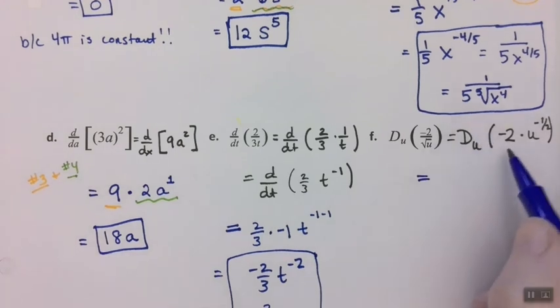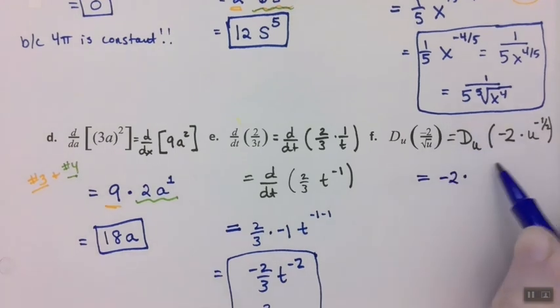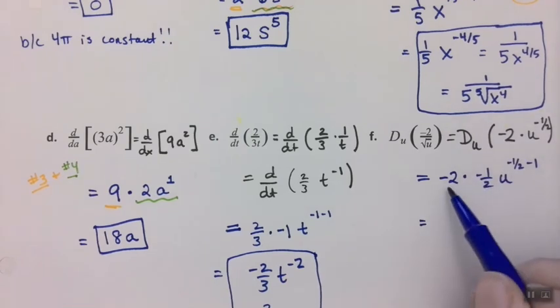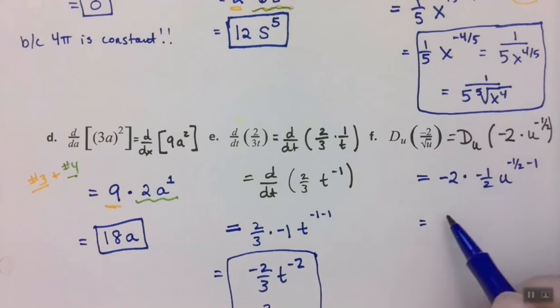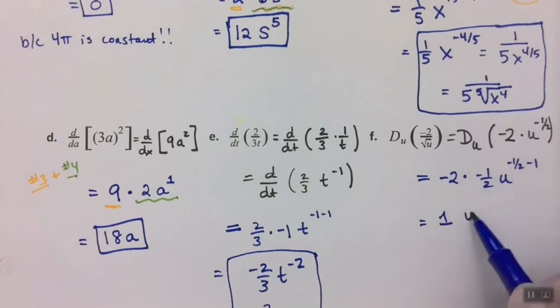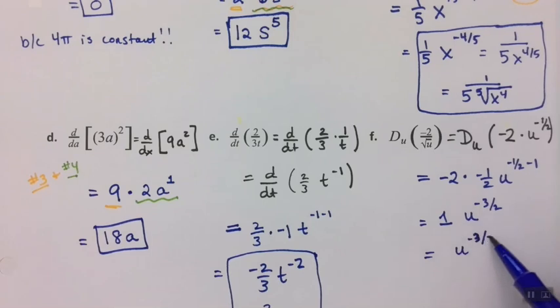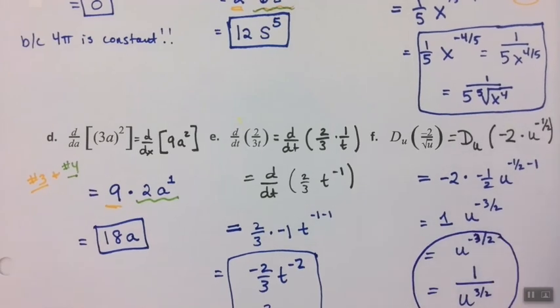All right, so when I want the derivative, I want negative 2 times negative 1/2 u to the negative 1/2 take away 1. Well, negative 2 times negative 1/2 is just 1, right? And then it's u to the negative 3/2. All right, so that's okay if you want to write u to the negative 3/2, or you could write 1 over u to the 3/2. Either one of those is totally fine.